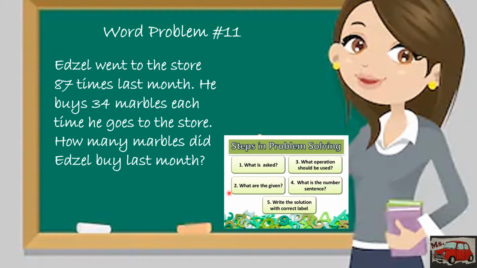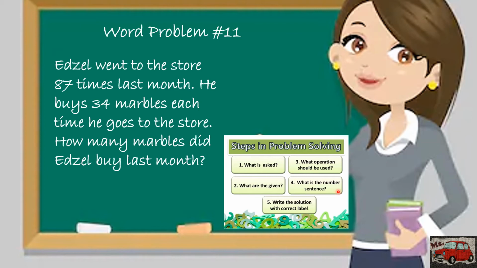Second, what are the given? So we have 87 times siyang pumupunta doon sa store last month. And then 34 marbles ang binibili niya each time he goes to the store. Next, what operation should be used? So since ang keyword natin dyan is each time, bumibili siya ng 34 marbles sa store and 87 times siyang pumunta sa store last month. So ibig sabihin, the operation that we will use is multiplication. What is the number sentence or the expression?